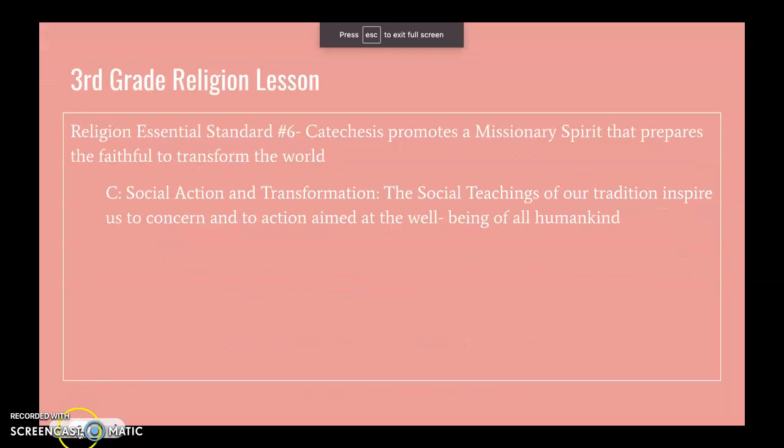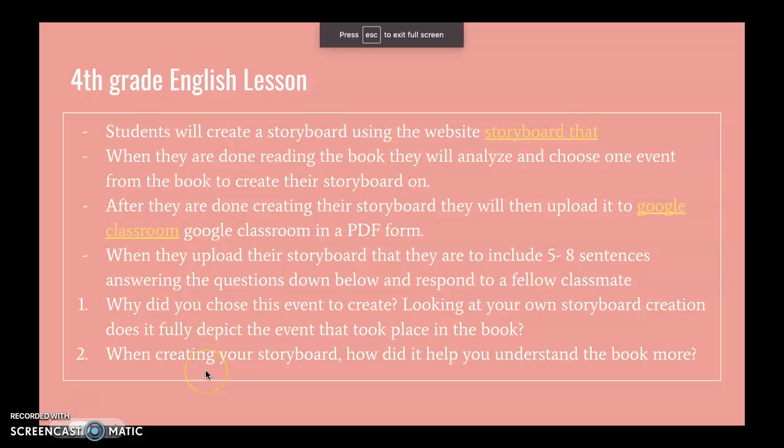The questions that they will have to answer are, the first one is, why did you choose this event to create? Looking at your own storyboard creation, does it fully depict the event that took place in the book? The second question is, when creating your storyboard, how did it help you understand the book?